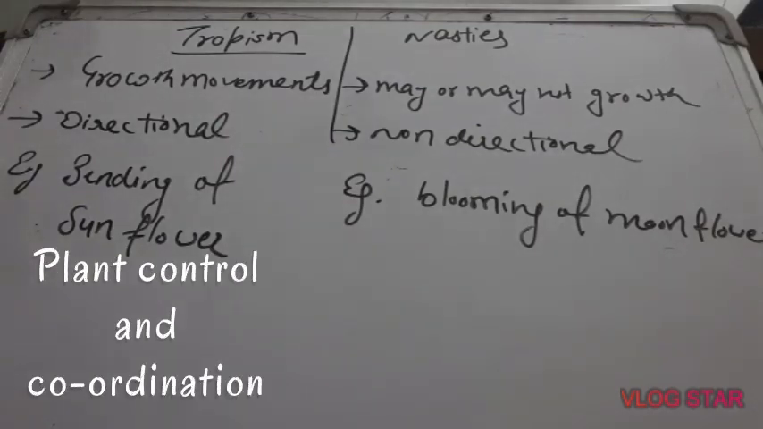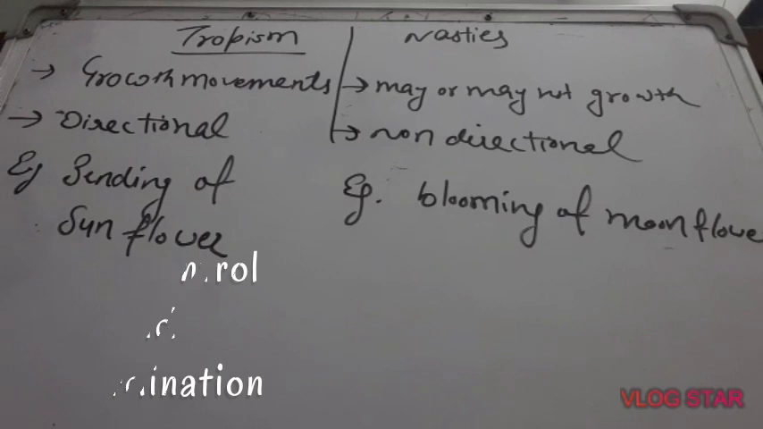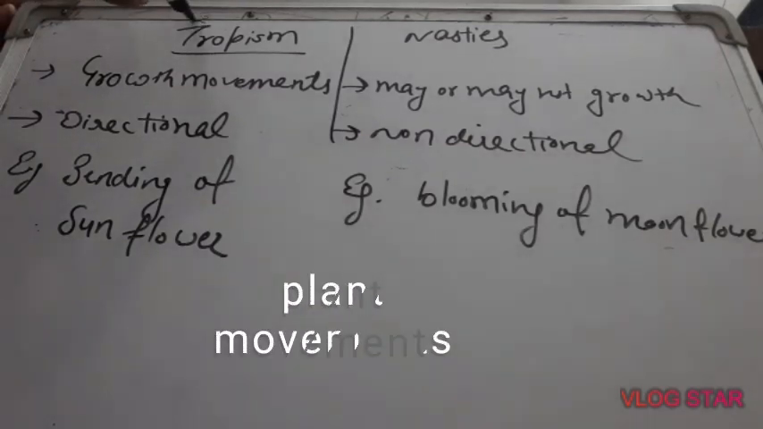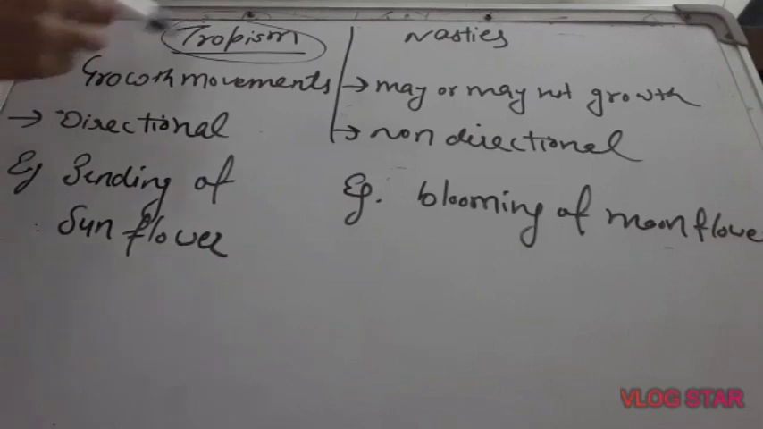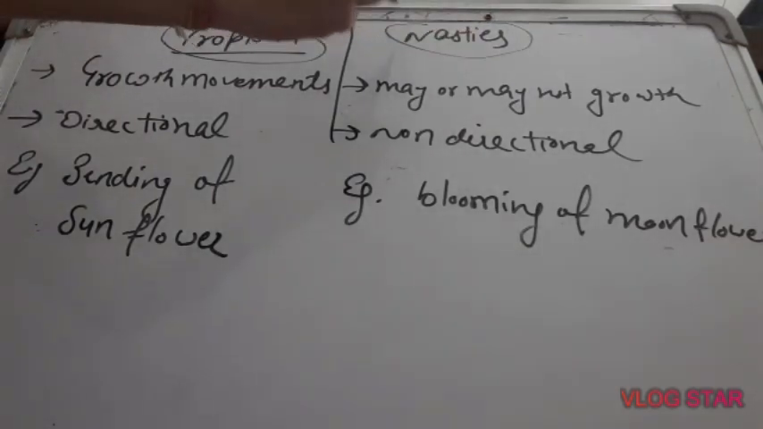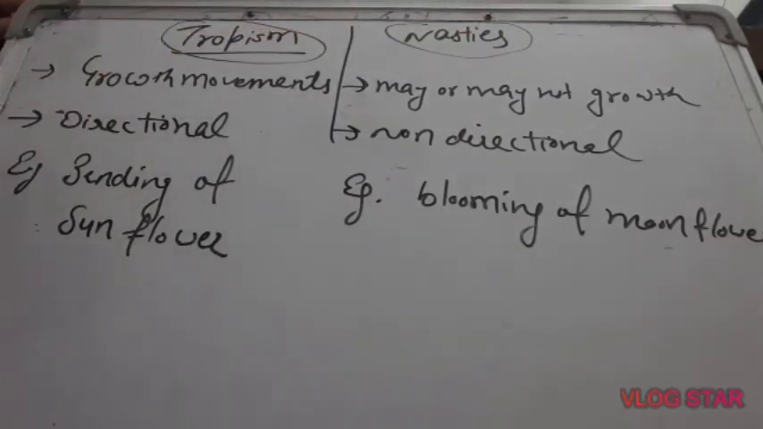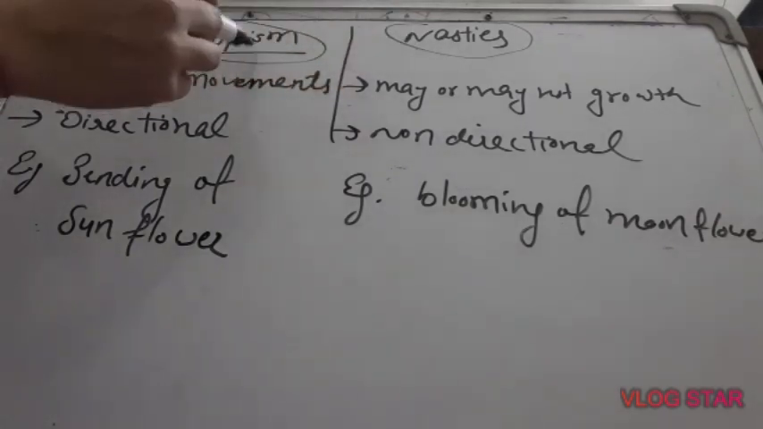Today's topic is types of movements in plants to show control and coordination. There are basically two types of movements. One is tropism, also known as tropic movement, and the other is nasties, also known as nastic movement. What is the difference between both?